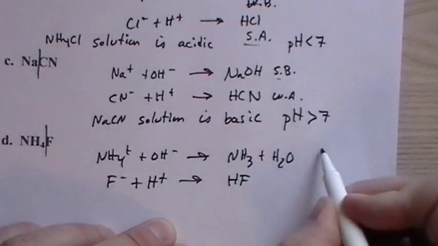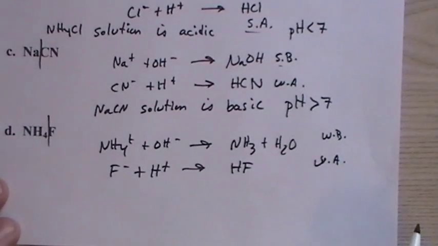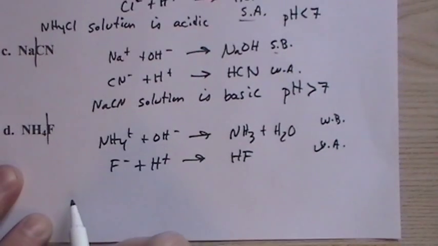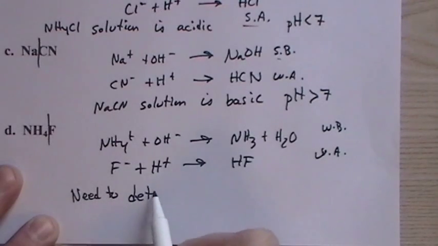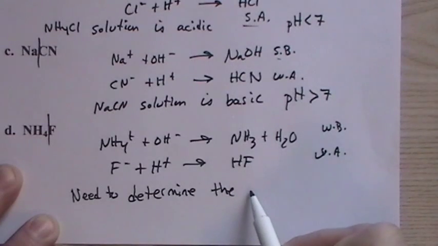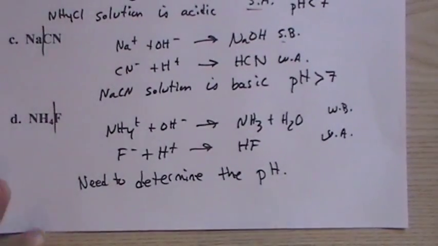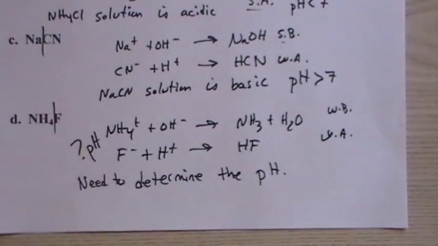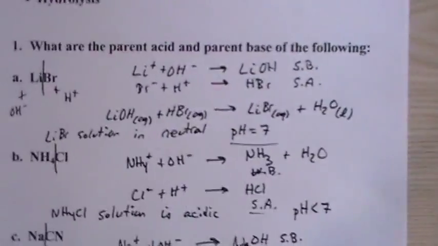So we have a weak base and a weak acid. Now we have a problem because neither one is dissociating completely. We need to determine the acidity, well, we'll say the pH. And that's what we'll do in the next one. So this one is, what's the pH? It's unknown. We can figure it out, but it's not as easy as these other ones. So you have that going for you. Make sure we have everything on here.